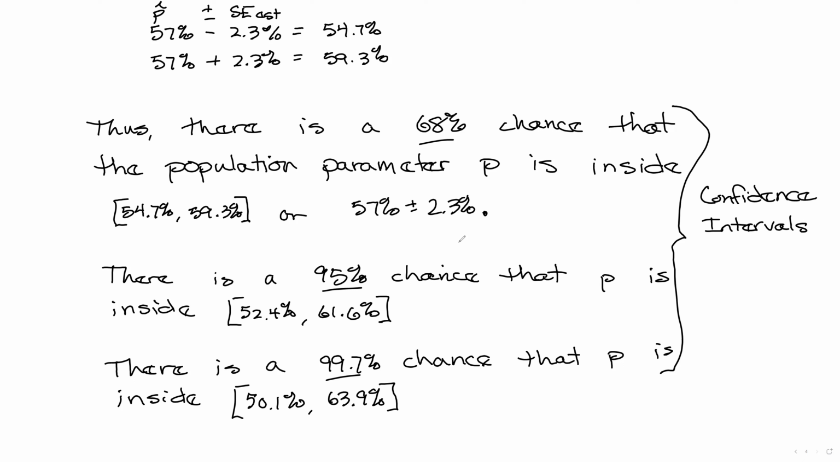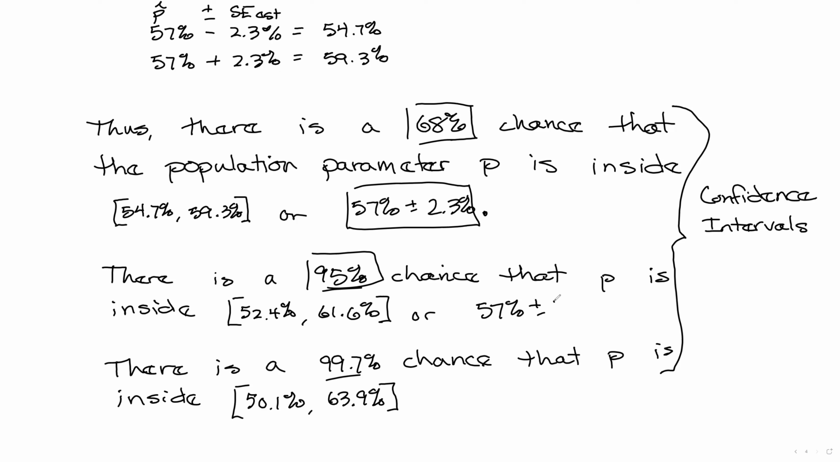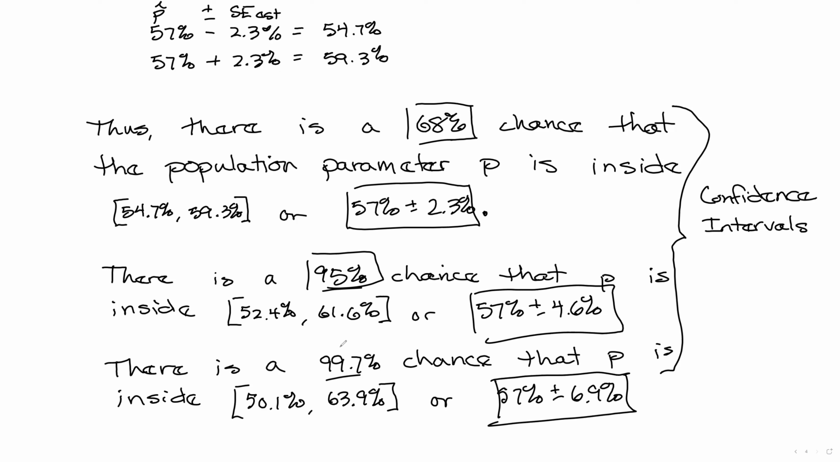All right, the idea that you create an interval and you attach to that interval a likelihood that something is inside of it, that is the idea of a confidence interval. So it's the link between this number here and our interval. Let's use this one here. I didn't do the others for the other two. Maybe we should. All right, so this is 57%, and then two standard deviations would be plus or minus 4.6%. And for this one, it's 57% plus or minus 6.9%. So what we're doing is creating a link between the percentage chance of something lying inside of an interval. And that is a confidence interval.